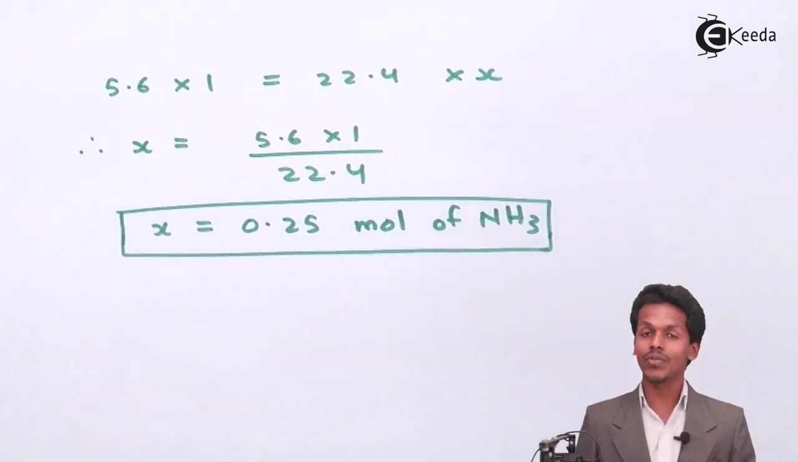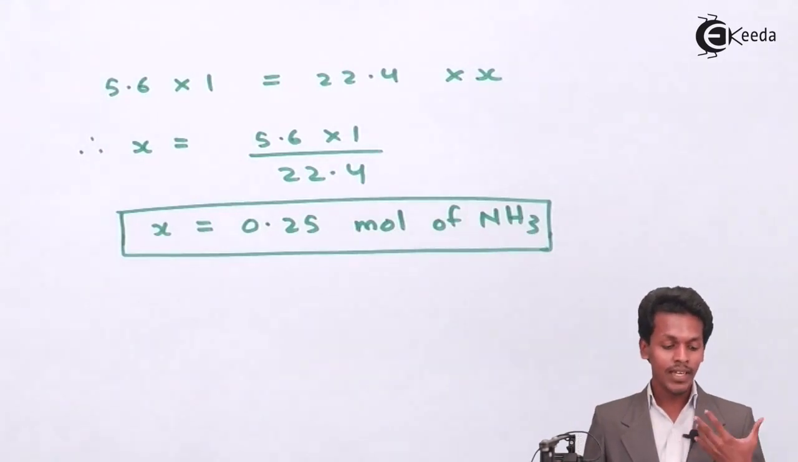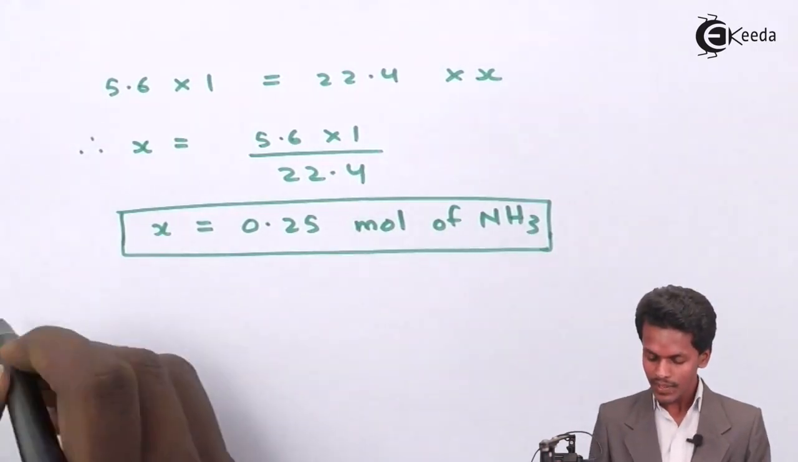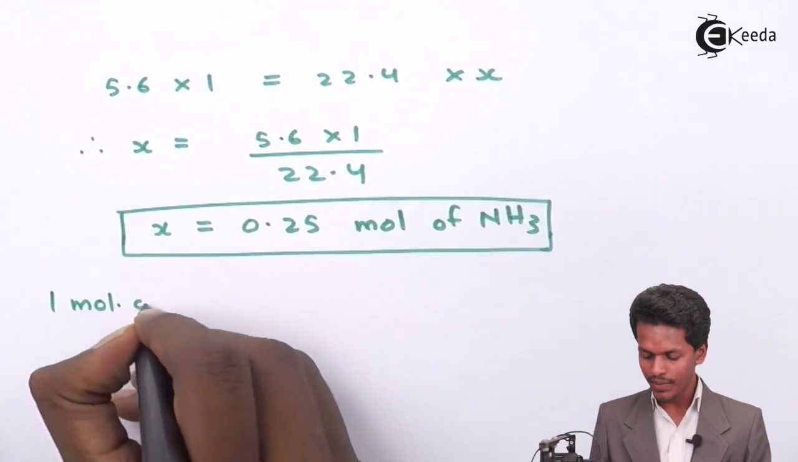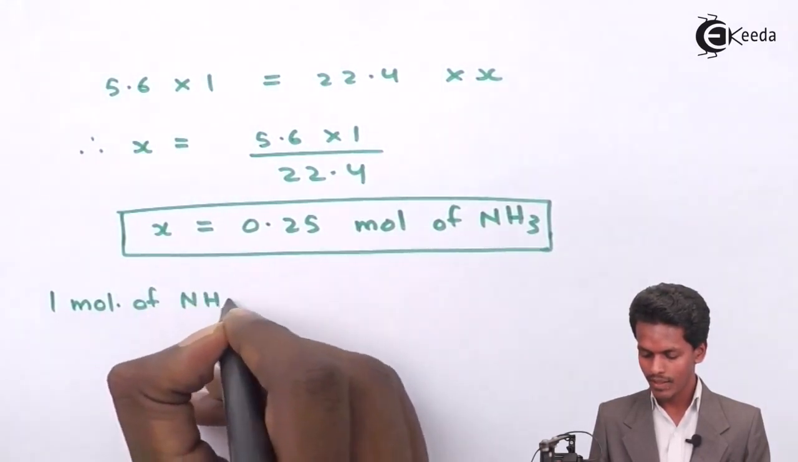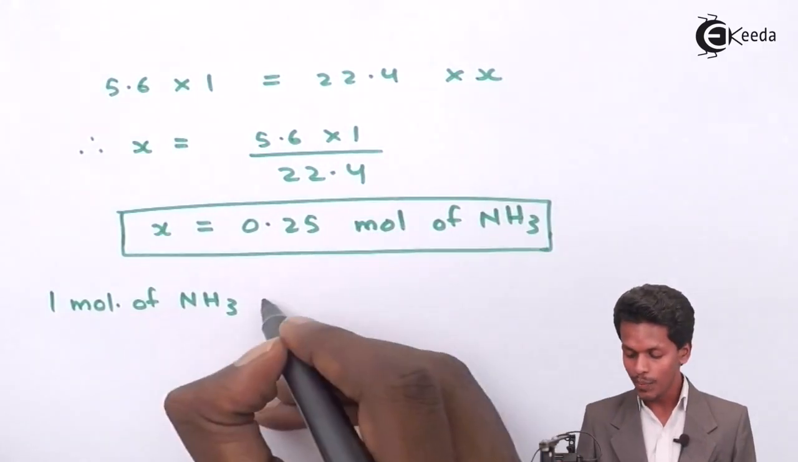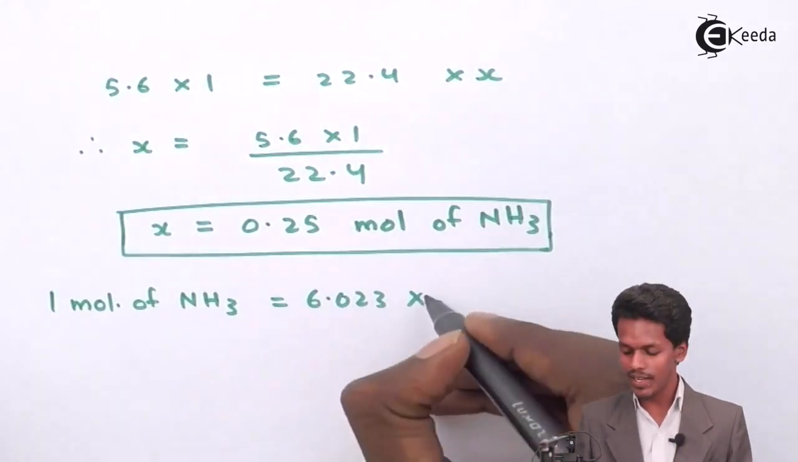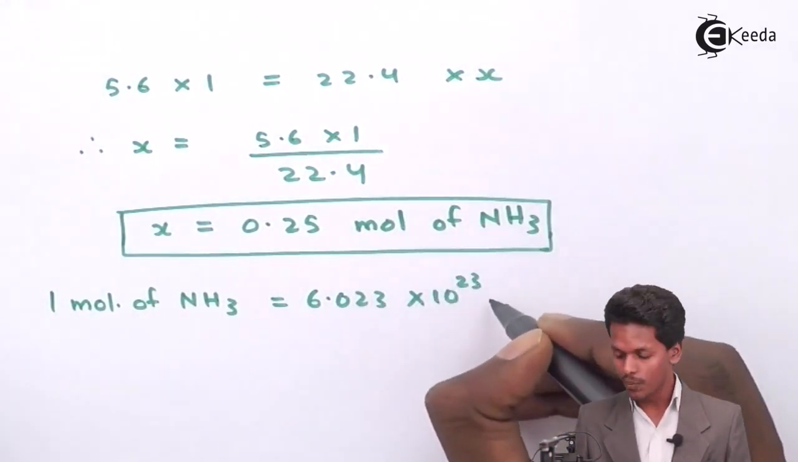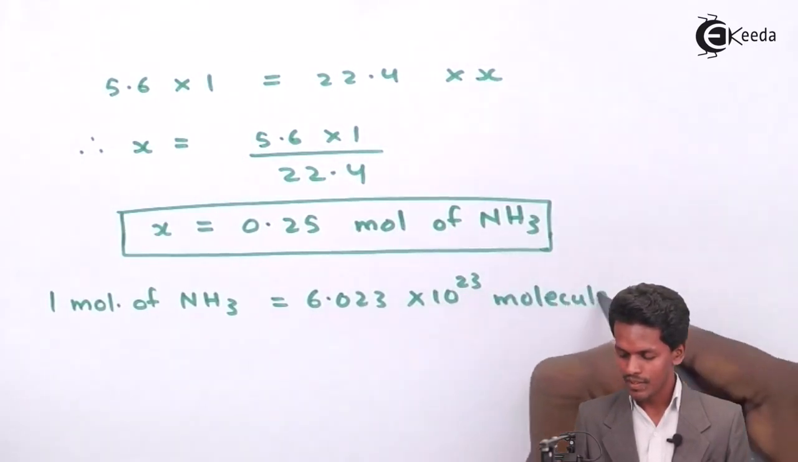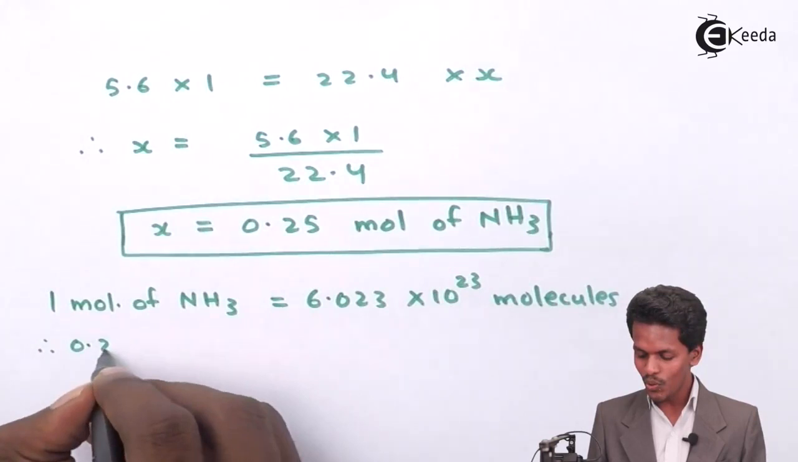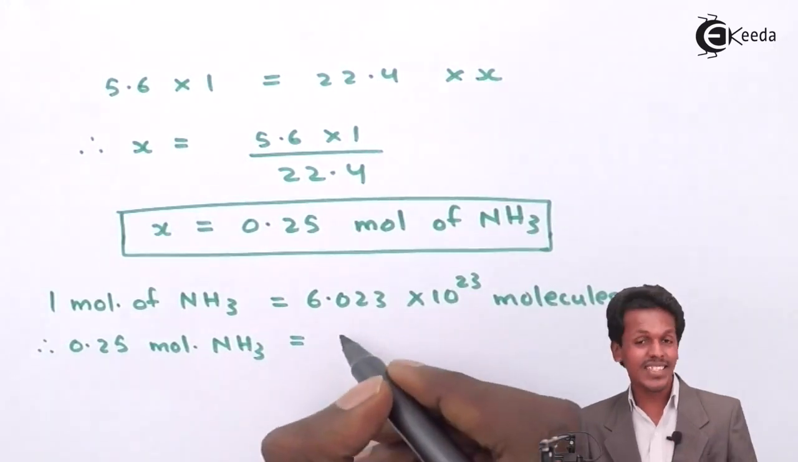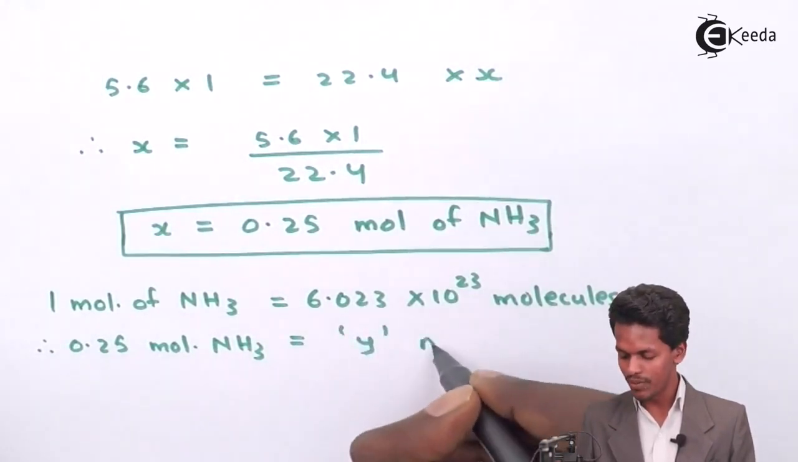Now we are moving towards the next one, where they have asked us to calculate the number of molecules of ammonia present in it. As we know, 1 mole of ammonia will contain 6.022 into 10 raised to 23 molecules of ammonia. Therefore, 0.25 mole of ammonia, that is NH3, will contain, suppose, Y molecules.